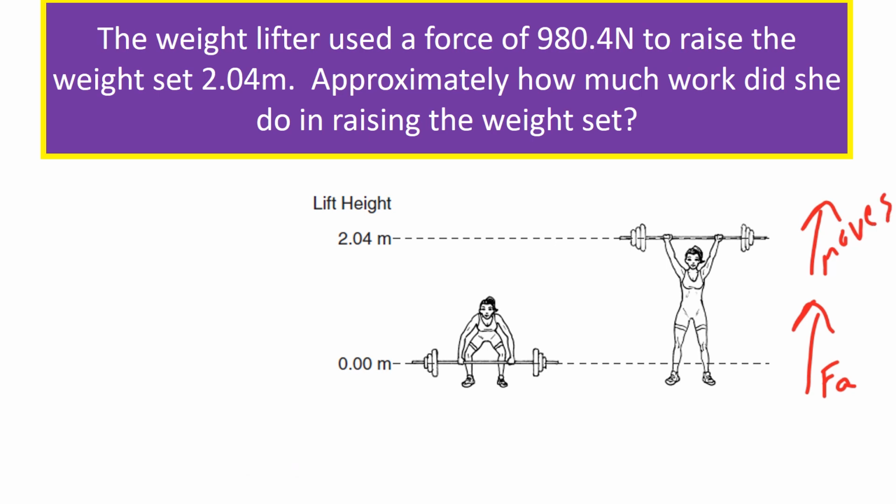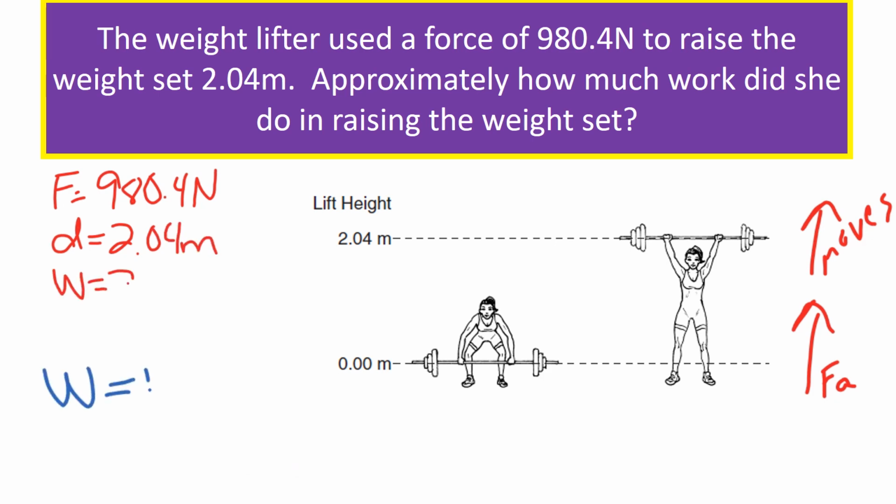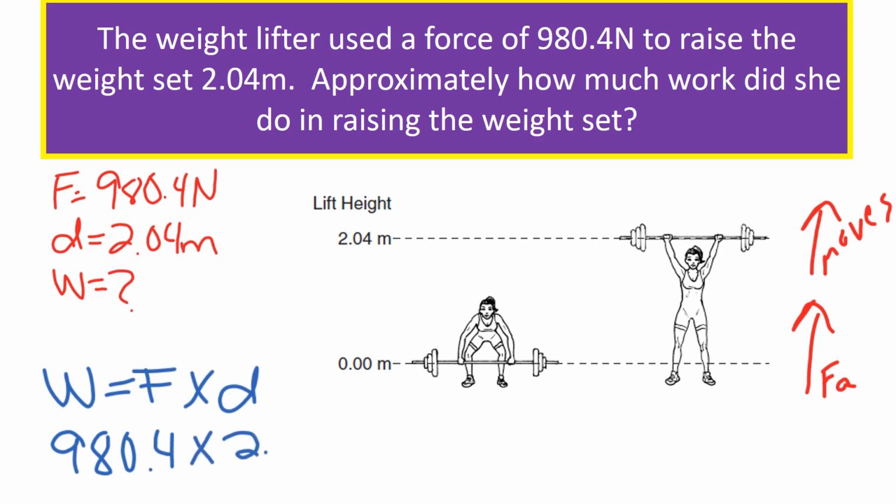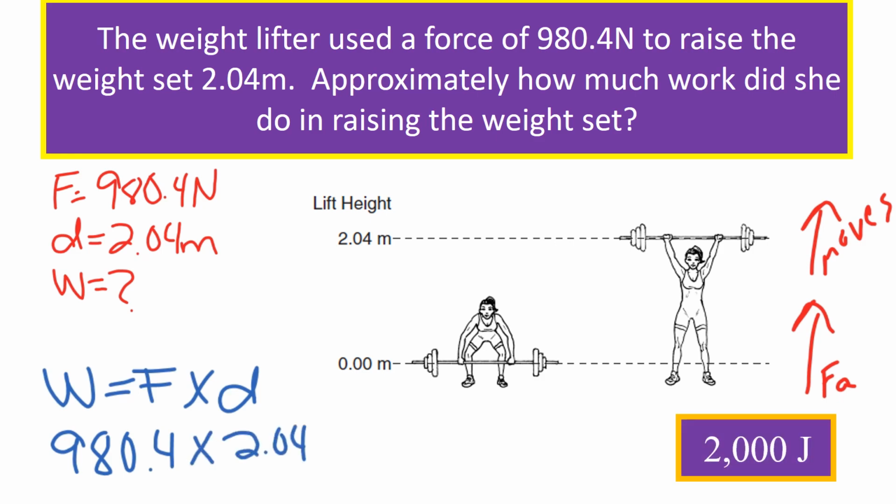Now let's make a list of what we know. First off, we know that there was a force of 980.4 newtons that was applied in order to raise this weight set up. And there was a distance of 2.04 meters. And we're looking for work. So now all we need to do is plug in the numbers and multiply 980.4 times 2.04, which gives us 2,000 joules.